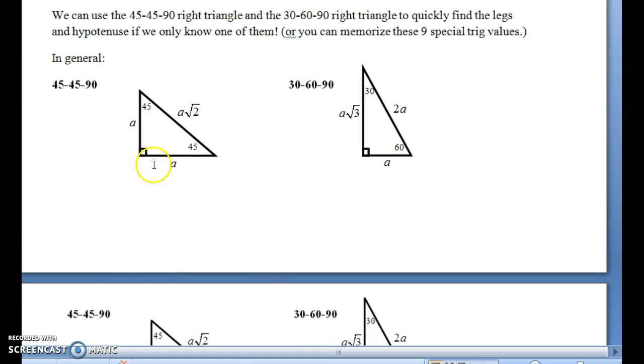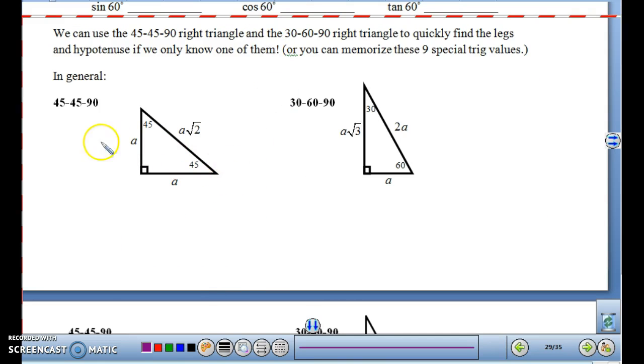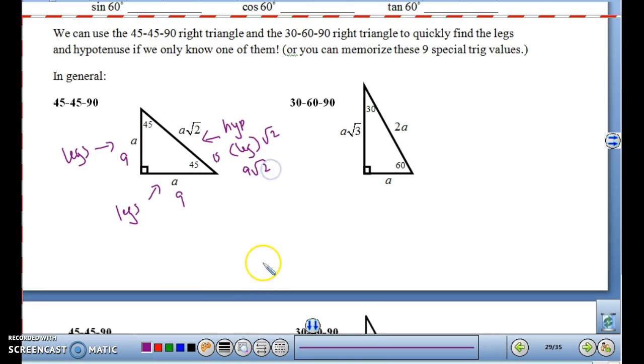If we look at, in general, the 45, 45, 90 right triangle, what we end up with is the legs are equal. Here and here are the same. Whatever this value happens to be, the hypotenuse will be the leg times the square root of 2. Okay? So, for example, if this side is 9, this would be 9. This side would be 9 times the square root of 2, if you know this pattern. In a 45, 45 right triangle, with the legs equal, the hypotenuse is the leg times the square root of 2.